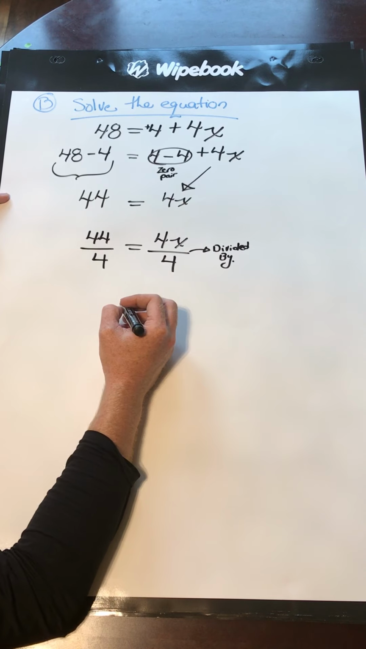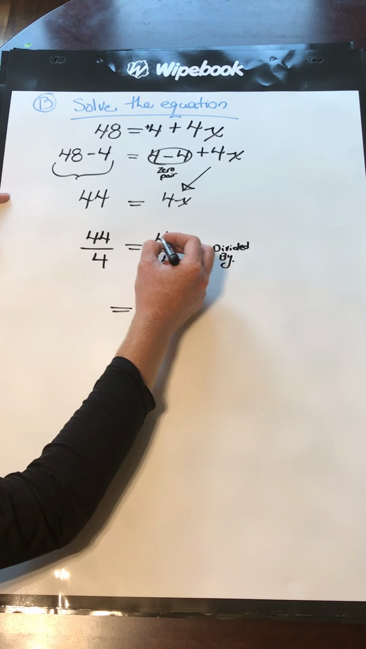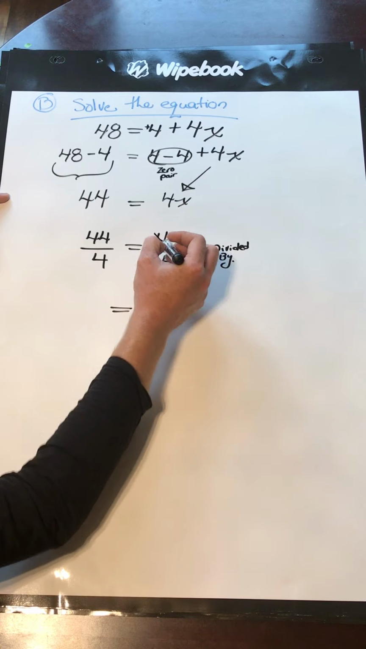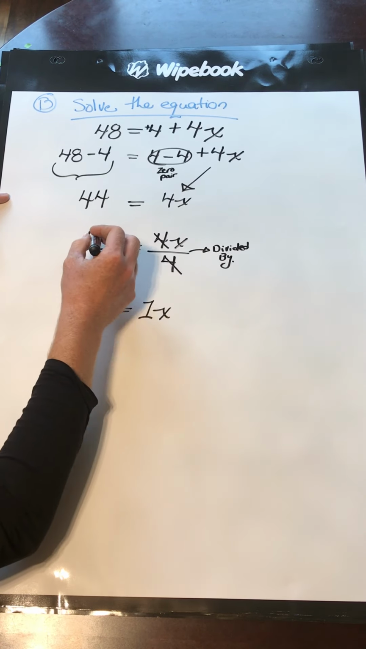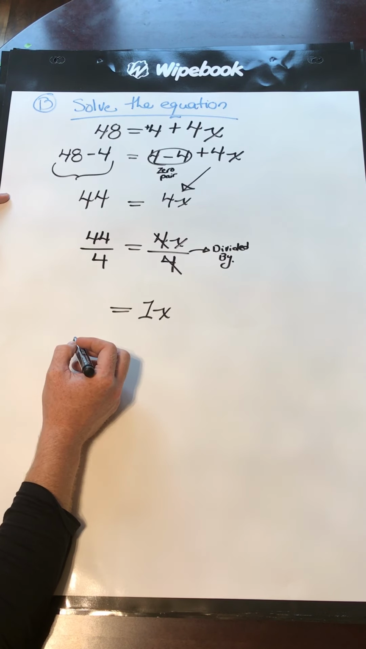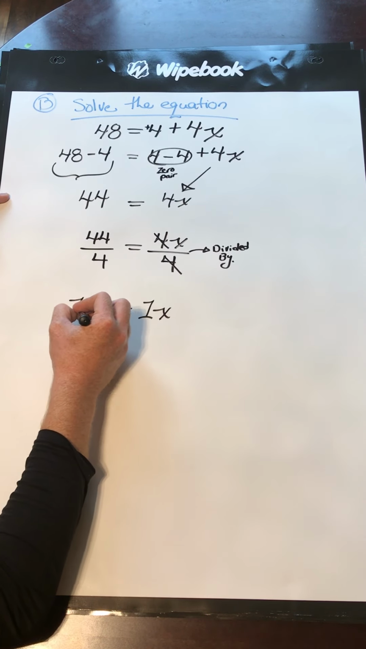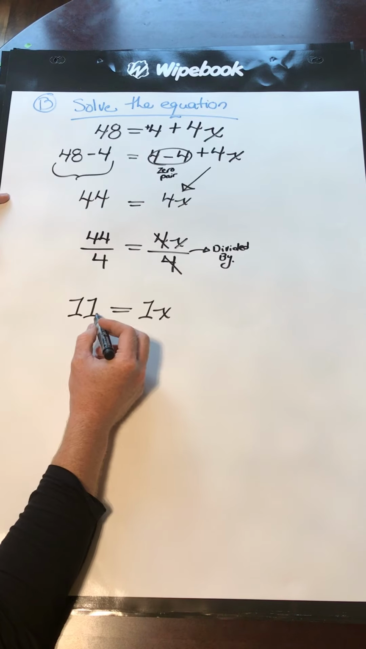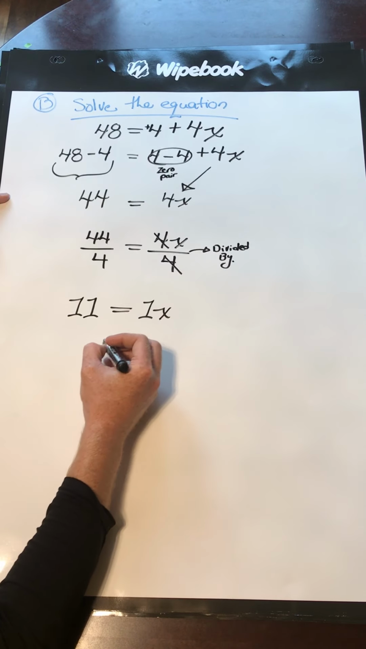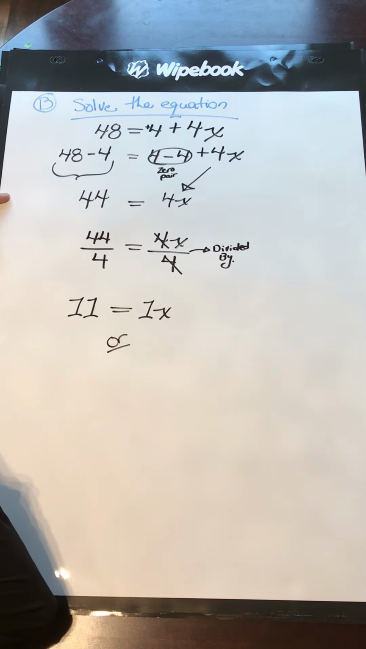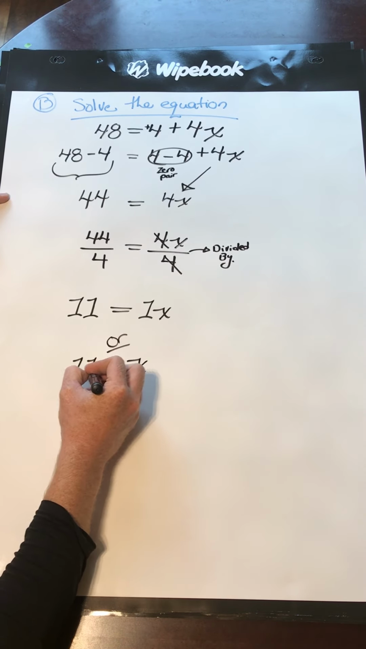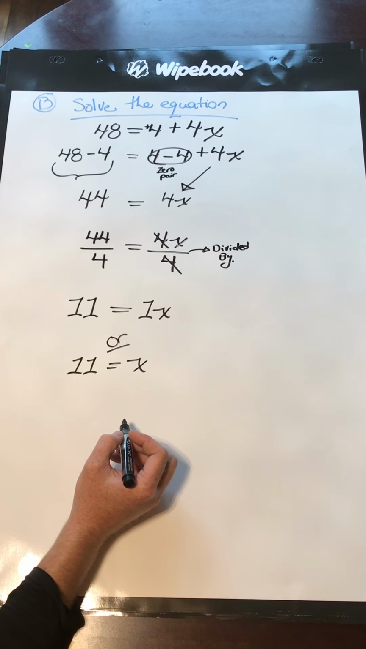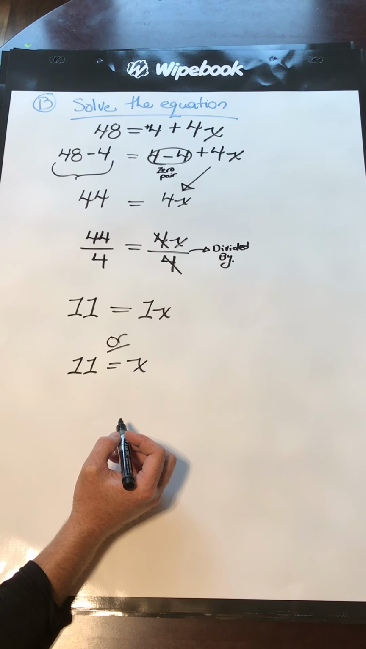Okay, so we're going to simplify, and 4 divided by 4 is equal to 1x, and 44 divided by 4 is equal to 11. So 1x is equal to 11, or if you don't like writing the 1 in there, you can just say x is equal to 11.